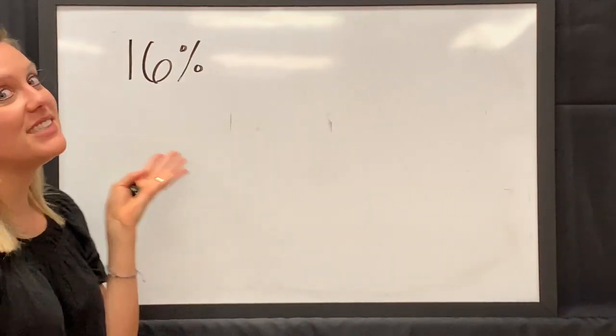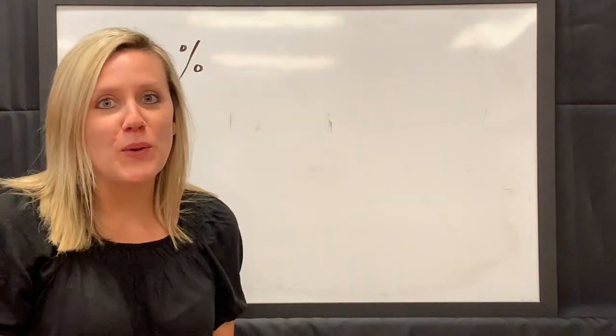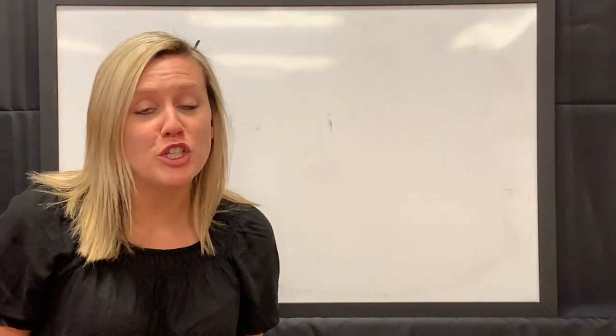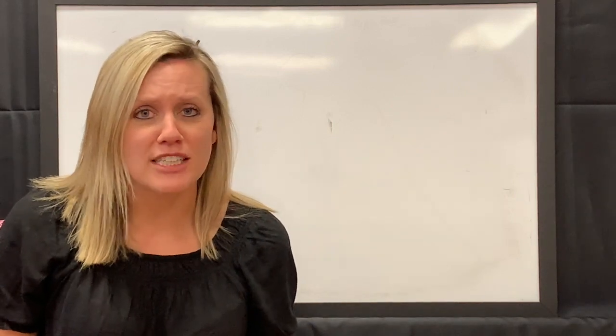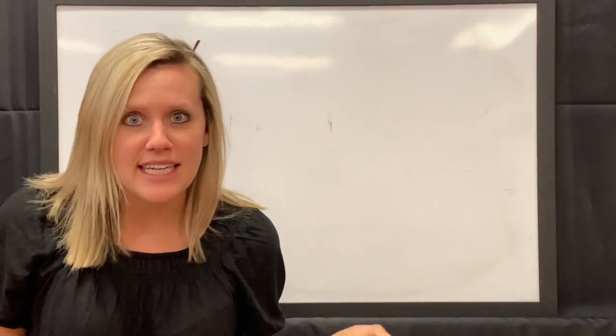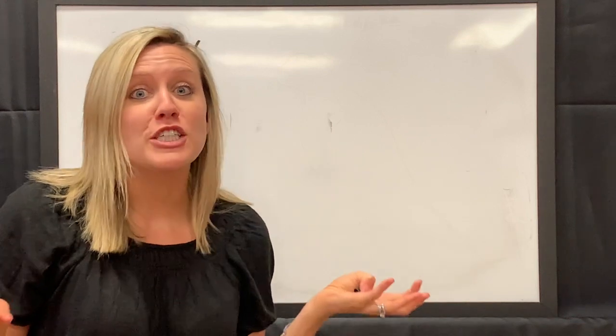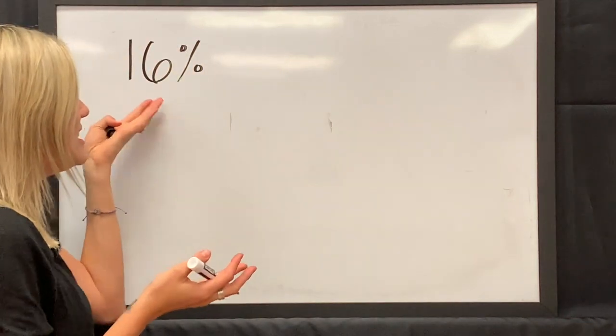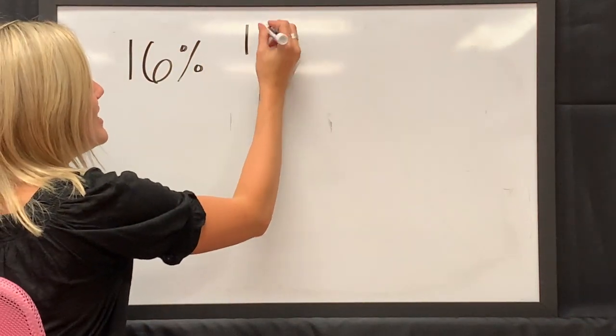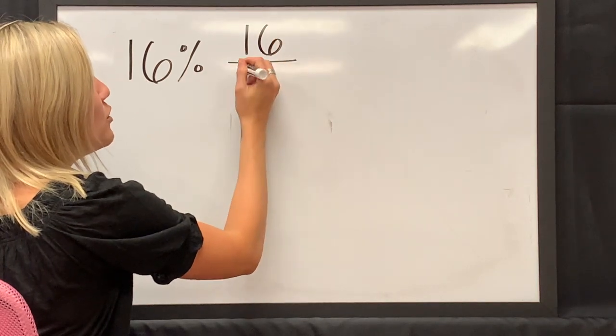I am going to show you how to turn percents to fractions and also how to turn percents to decimals. I'm going to make it so simple. Here we go. Here we have 16%. So this would mean that if you took a 100-point test, you only got 16 of the questions right. So as a fraction, 16% would look like this. 16 out of 100.